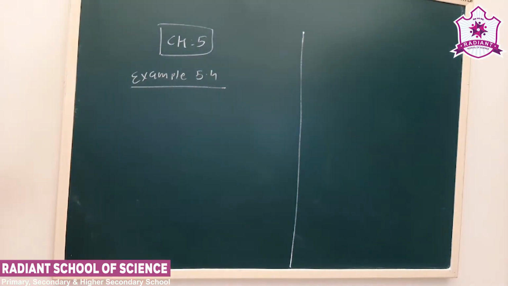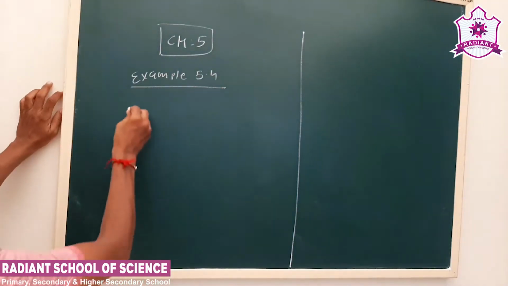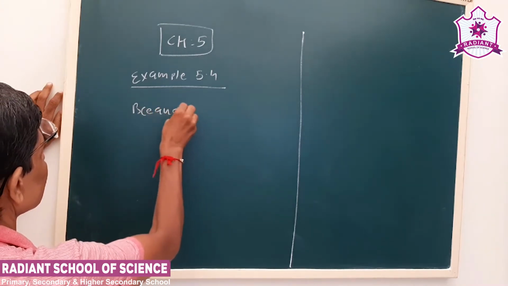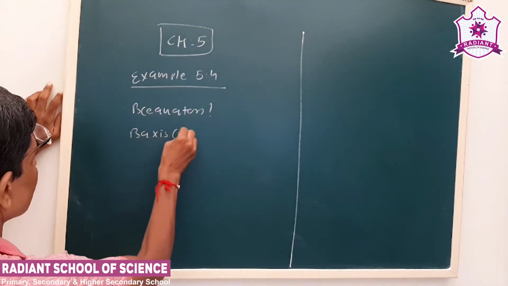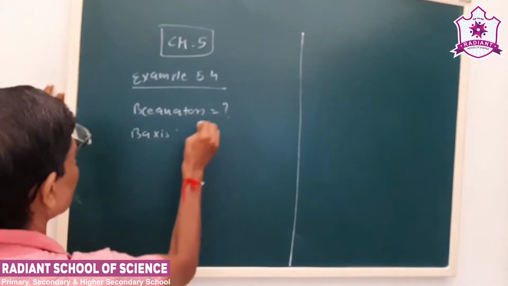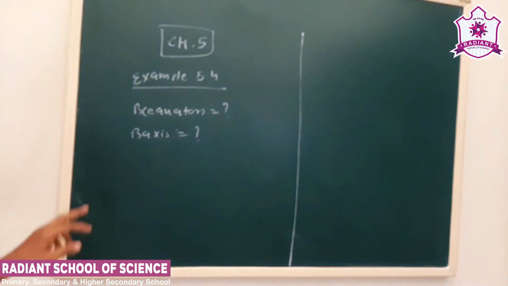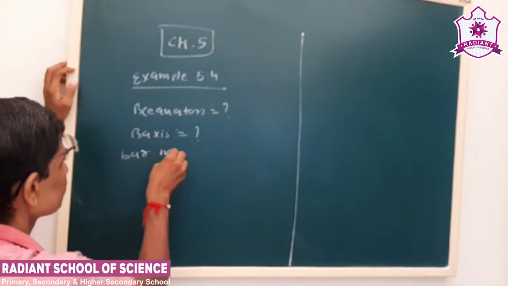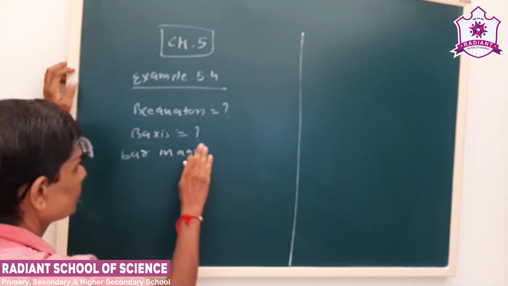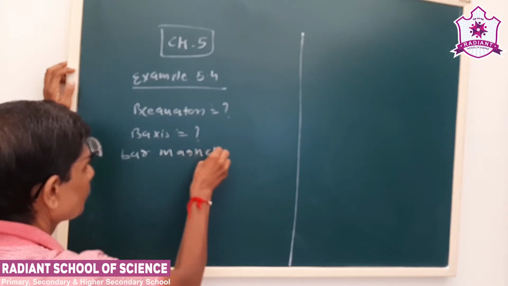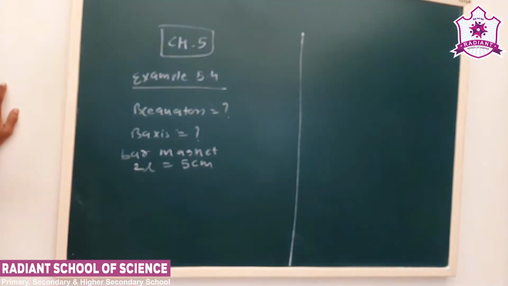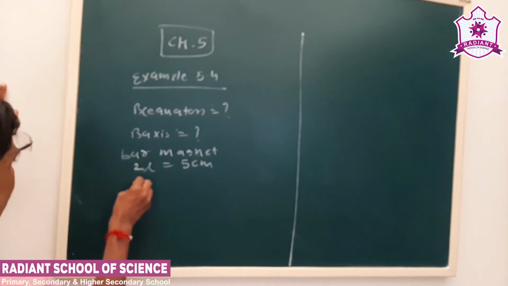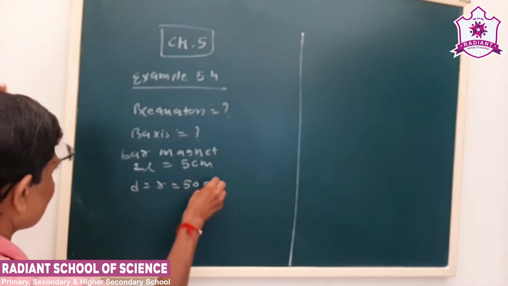The question says, what is the magnitude of the magnetic field on the equator and axis of a bar magnet? We have to find out the value of the magnetic field on the equator and axis of a bar magnet. The length is given as 5 centimeter. Generally, bar magnet length we take as 2L, and a distance of 50 centimeter, that is 0.5 meter.